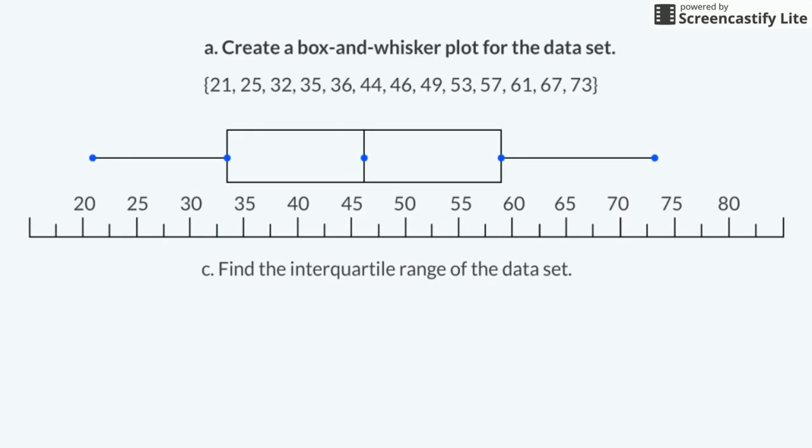Lastly, I need to find the interquartile range. The interquartile range is the difference between Q sub 3 and Q sub 1. It is the width of the box, which is 59 minus 33.5. The interquartile range is 25.5.